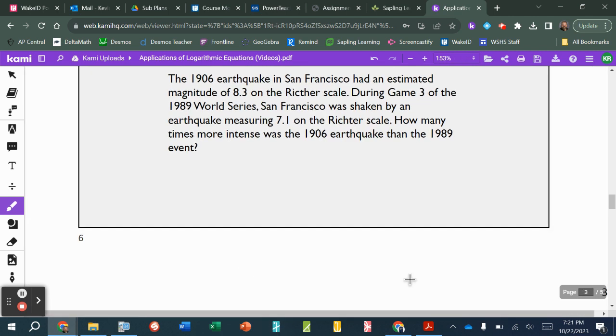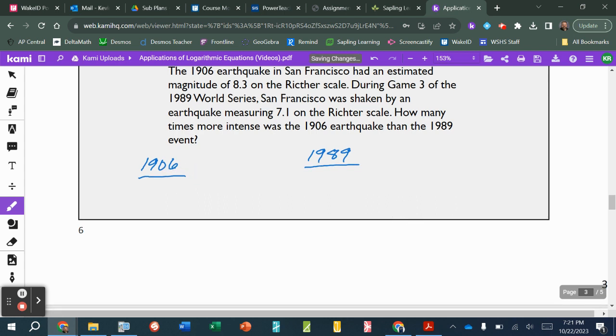So for instance, the 1906 earthquake, I'm going to work that over here. And then I'm also going to work the 1989 earthquake over here. And for this part of the problem, they're pretty much going to be worked the same way. We're just going to try and find the intensity for each earthquake because we're given the Richter scale measurement.